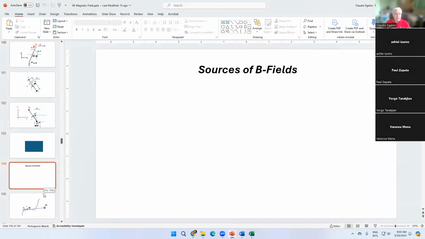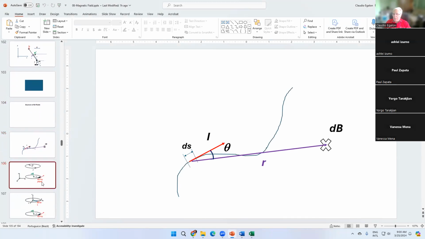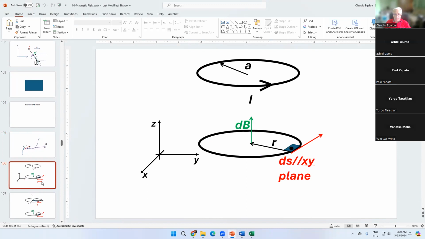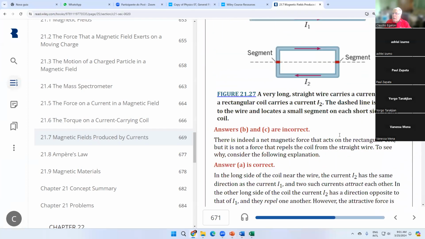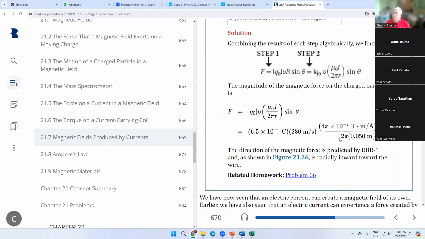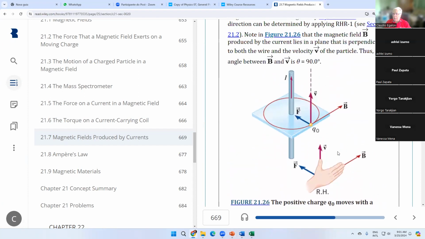Let's see if I get it right in here. I'm going to show you a simpler one. The simplest configuration of a magnetic field is that of a straight, infinitely long wire, right here. If you have the current flowing upwards, the magnetic field circulates around the current according to the right hand rule. That's what you have to remember.